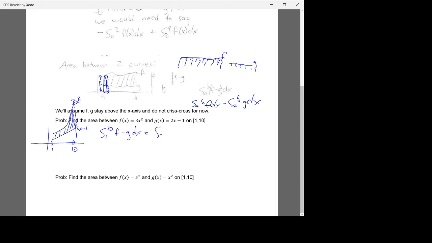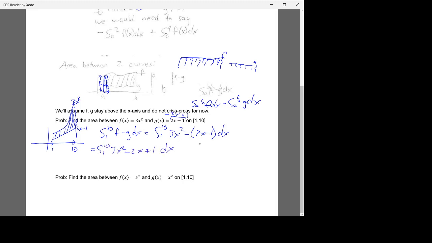And we say, all right, integral 1 to 10 of f is 3x squared. And then minus, and g is 2x minus 1. So we want the additive inverse of g. So we want minus 2x plus 1. So I put the little parentheses there, dx. So we have integral 1 to 10 of 3x squared minus 2x plus 1.